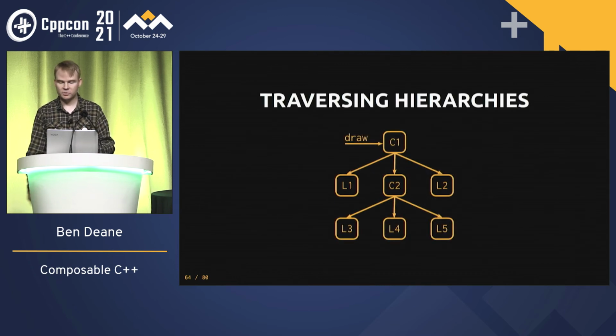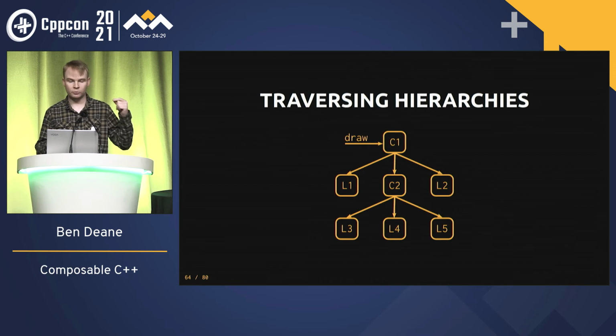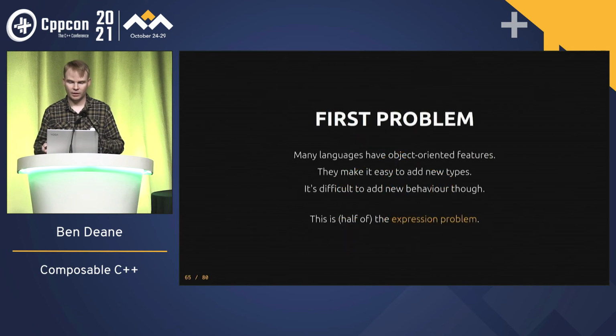So here is the composite pattern. Again, at any level we can put either a leaf or a composite, a collection, and we can call draw at the top level. So what's the problem here? This works fine, right? What is the problem? Well, there are a couple of problems.